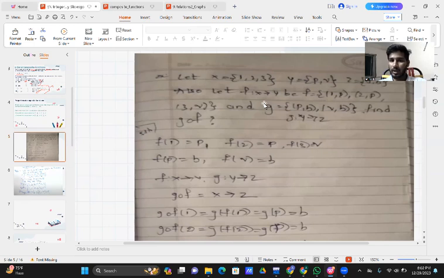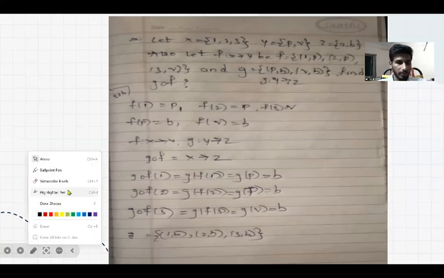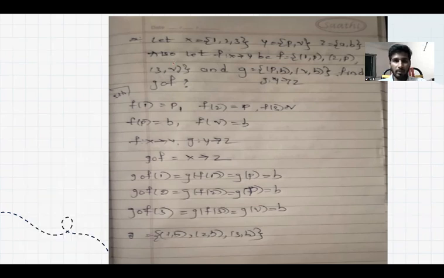And here is one problem. Let x equal 1, 2, 3, and y equal p, q, and z equal a, b. Also let f mapping from x to y be f equal to (1, p), (2, p), (3, q). So this is the relation between x to y, and g equal to (p, b), (q, b). Find g mapping y to z. Here are two clues.